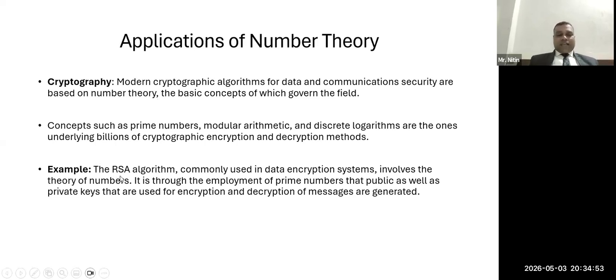Yes, for example, just now we learned the RSA algorithm. So in cryptography, we have the RSA algorithm, which is an application of number theory. The RSA algorithm, commonly used in data encryption systems, involves the theory of numbers, and it is through the employment of prime numbers that the public key as well as the private key used for encryption and decryption of messages are generated. Yes. So guys, the first application of number theory is cryptography, specifically in the RSA algorithm, where we use encryption and decryption.